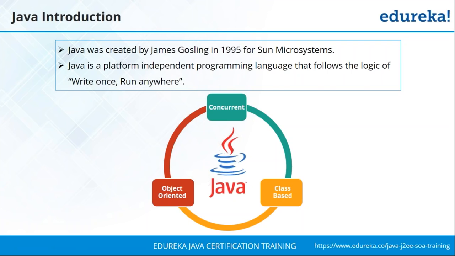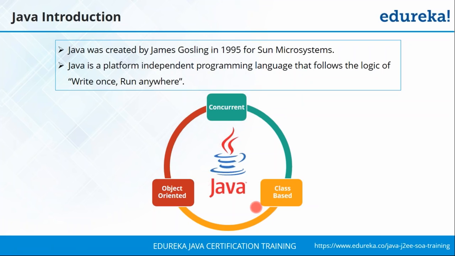Now there are mainly three key features of Java. So Java follows a concurrent approach. Now when I talk about concurrency, it basically means that when you have a lot of statements that need to be executed, rather than executing them one after the other, you can concurrently execute them and thereby increase the overall efficiency as well. So this saves you a lot of time as such, and this can be achieved using Java.